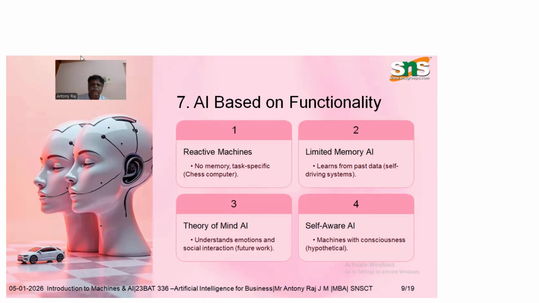where you will see super AI systems. And AI based on functionality. One is the reactive machines, and the second is the limited memory AI. Third is the theory of mind AI and self-aware AI. Reactive machines have no memory. It is only task specific. For example, a chess computer. Limited memory AI learns from past data, for example, a self-driving system. Theory of mind AI understands emotions and social intelligence. And self-aware AI is like a perfect human being, having consciousness like human beings.